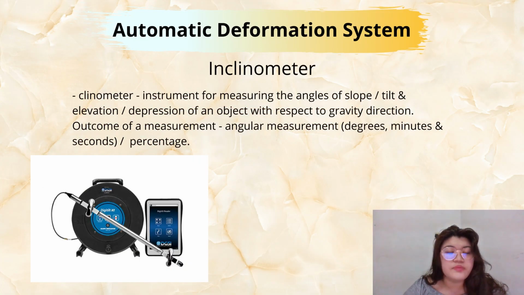Automatic deformation system. An automatic deformation system consists of inclinometers and extensometers. Inclinometers are also known as clinometers. It is an instrument for measuring the angle of slopes, tilts, and elevations or depressions of an object with respect to gravity direction. So the outcome of a measurement is an angular measurement, in degrees, minutes, and seconds, or percentage.